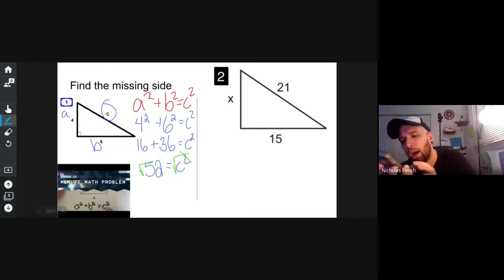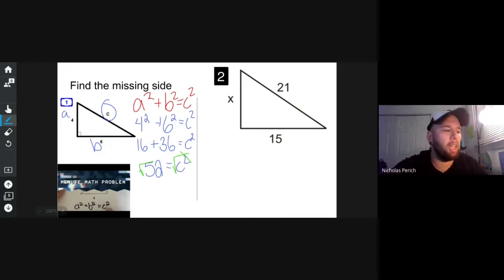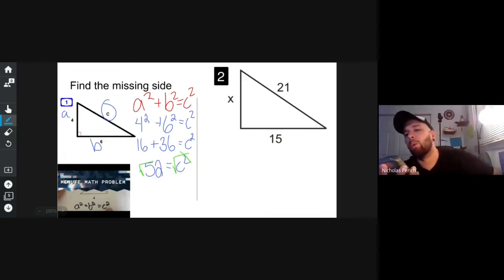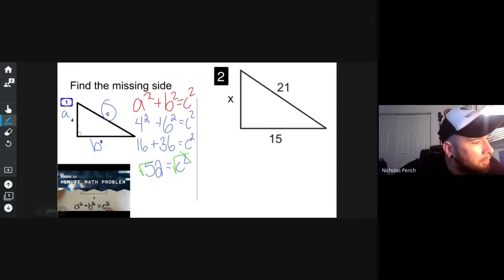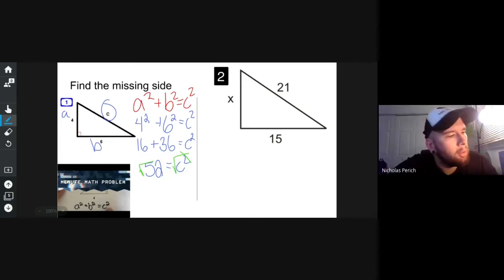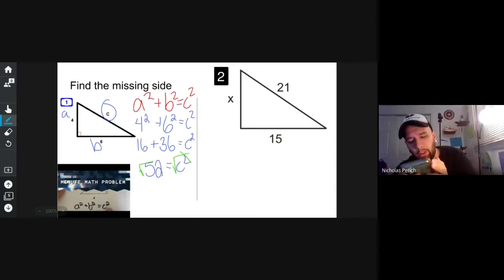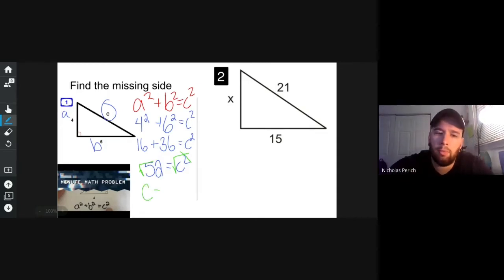I don't know what the square root of 52 is. I wonder if Siri does. Siri, what's the square root of 52? It won't tell me. One more try. What is the square root of 52? The square root of 52 is approximately 7.2111. I don't know why it had to be ridiculous like that, but that's that.